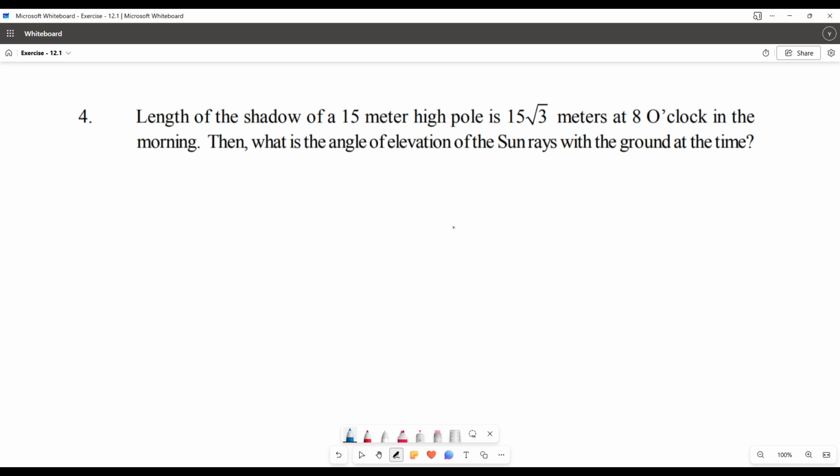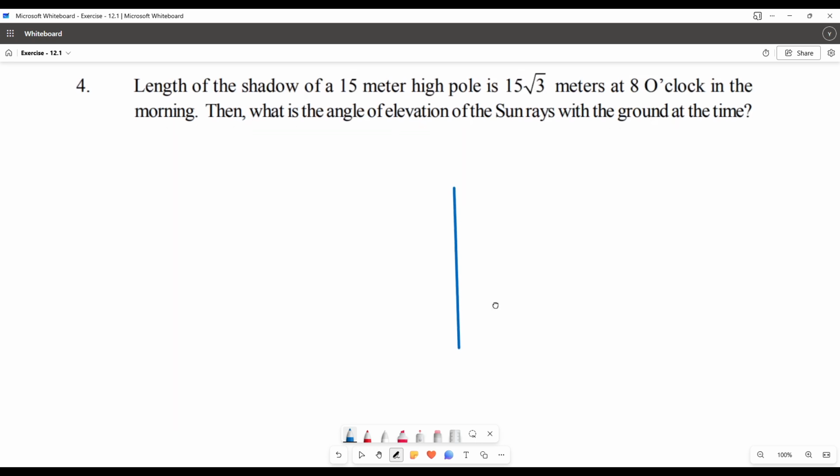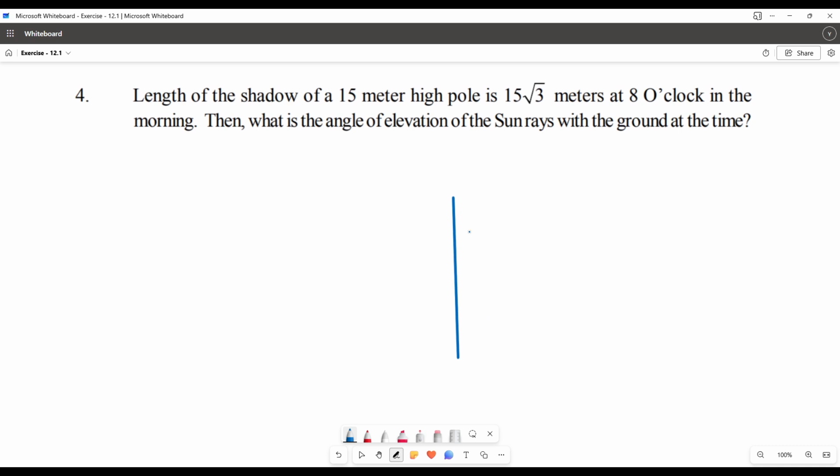So they're saying there is a 15-meter high pole. So let this be the 15-meter high pole, and the length of the shadow of the 15-meter high pole is 15 root 3 meters. So the shadow length is 15 root 3 meters at 8 o'clock. Let there be the sun. It's 8 o'clock in the morning, and the shadow length is 15 root 3 meters, and the pole length is 15 meters. So let this be A, this be B, and this be C.